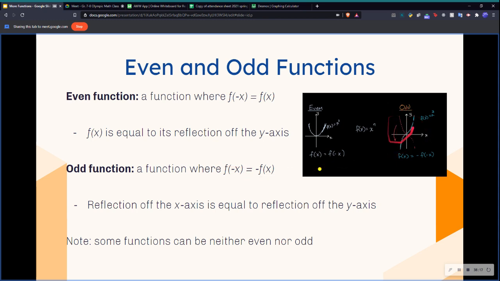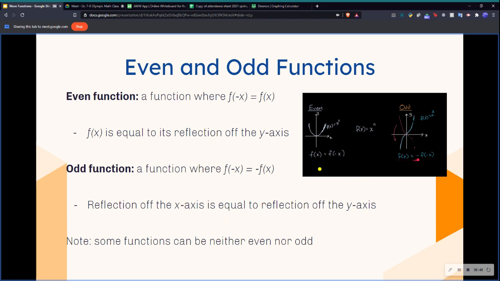An example of that would be, you see in this picture right here, this is the x cubed function. If you reflect it on the x-axis, basically this part moves over here, this part goes over here, so it looks like that. So this dotted line right here. And if you reflect it off the y-axis, you get the same thing. So this part would go over here, and this part right here would go over here. And still, it's the same graph, as you can see.